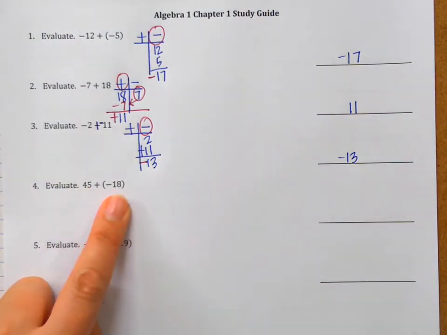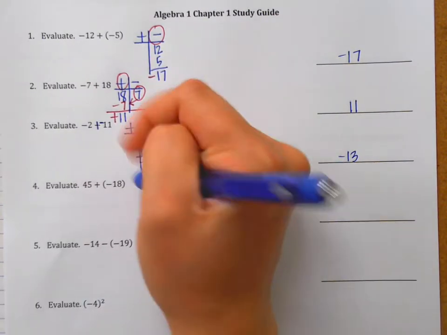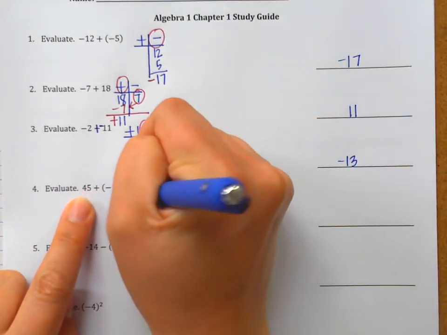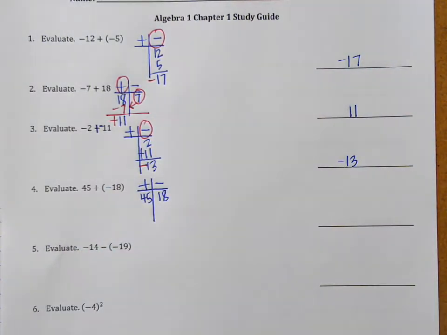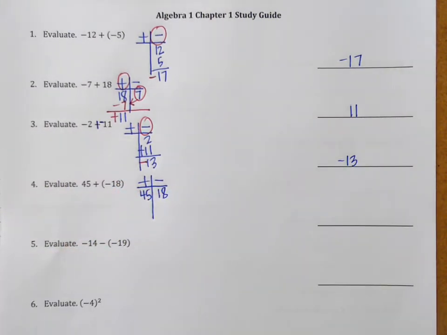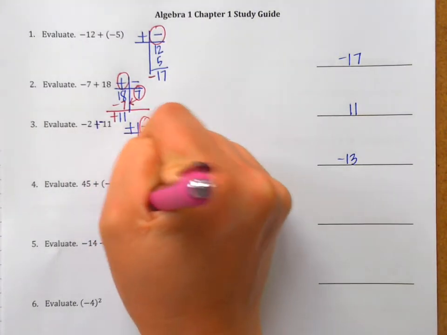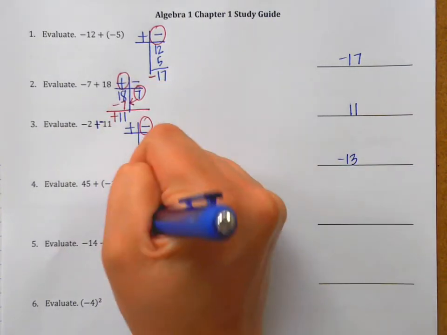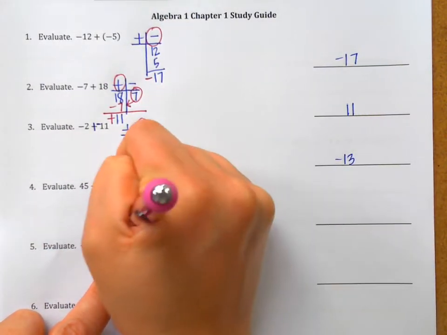Okay, 45 plus -18. Again, I can use my calculator or I can use the columns. I have a positive column, I have a negative column. 45 is positive. 18 is negative. When they're in opposite columns, I need to look to see which one is bigger, 45 or 18. 45 is bigger, so I'm going to move this one over and I'm going to subtract. 45 minus 18 gets me 27. 27 is in the positive column, so it's going to be a positive 27.